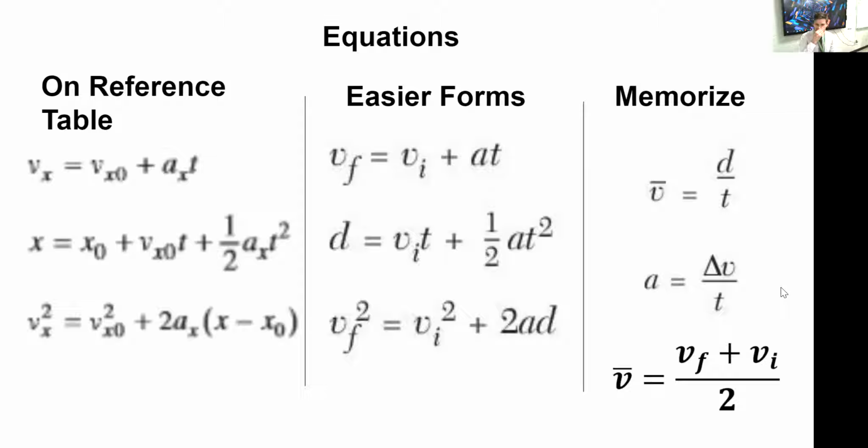Also, acceleration is equal to change in velocity over time. This equation is actually just a rearranged version of this first equation, v_f = v_i + at. It's the same equation, just written slightly differently. But I often refer to this as the definition of acceleration. If your velocity changes, then you have acceleration, and that's a key idea.